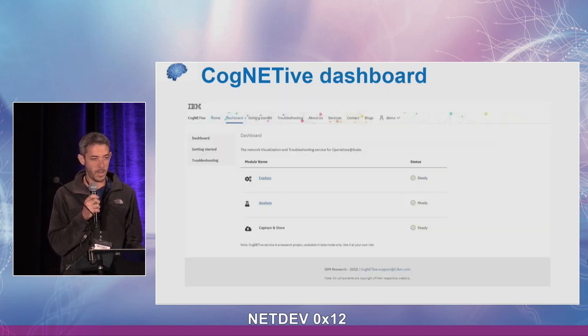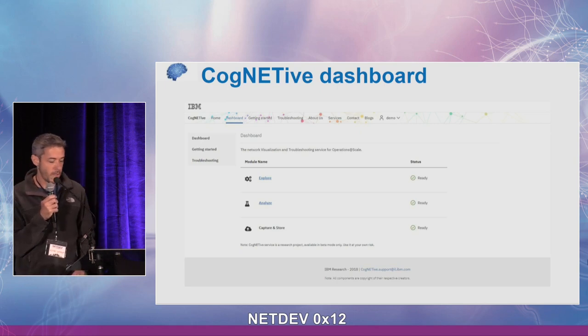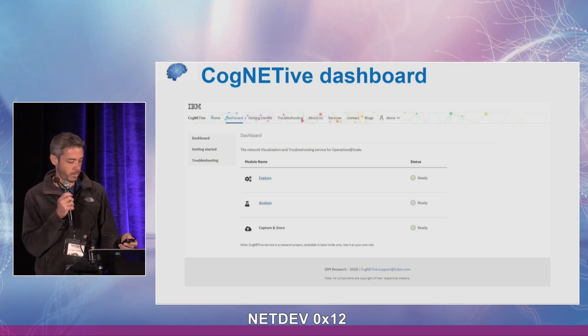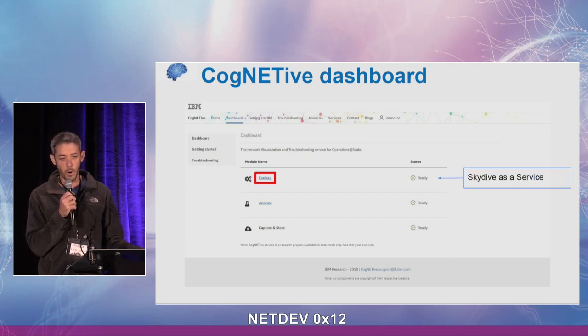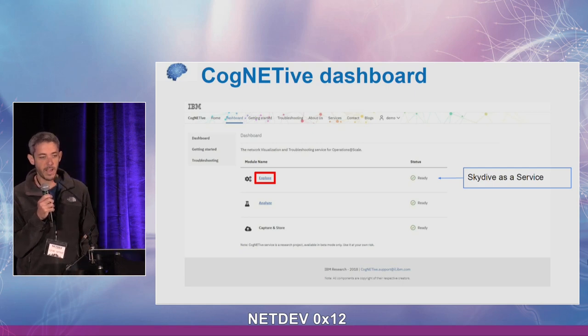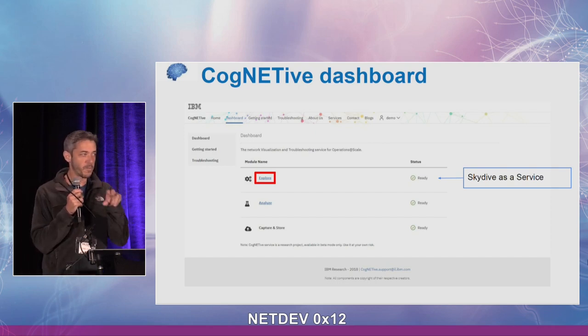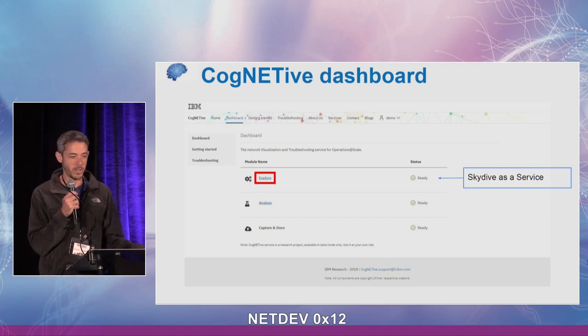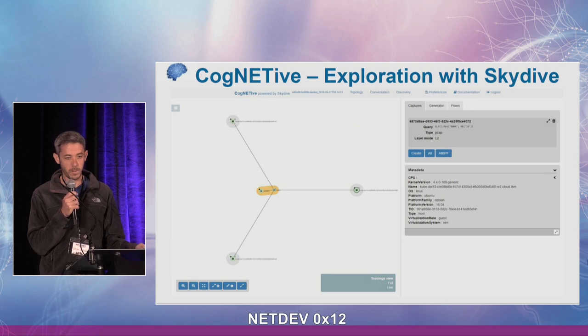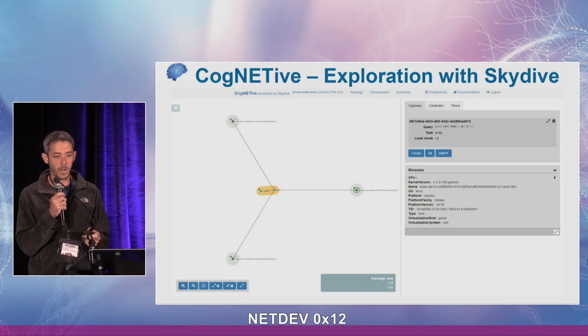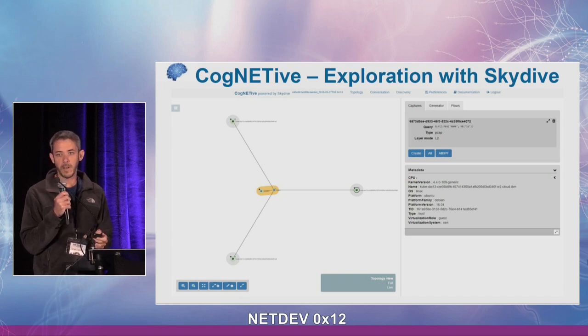So here is a picture from the cognitive dashboard. And the cognitive service combines two aspects. The first is the explore aspect, which is based on Skydive, where you can explore your topology and capture the traffic specifically where you want inside the topology. For example, this is the view, where you can see the topology here, and on the right side you start to activate capture on specific elements inside the topology.